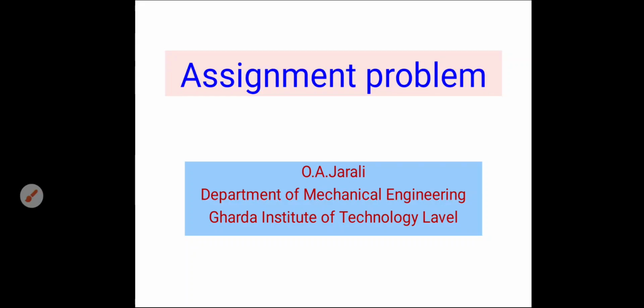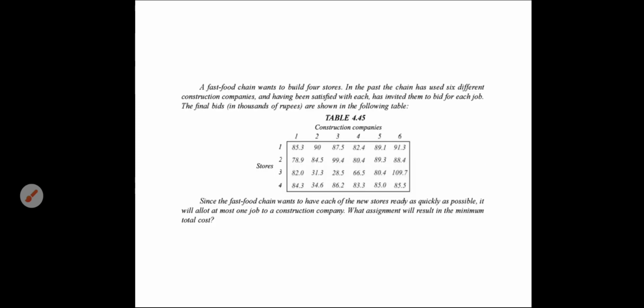Let's see one more problem of a non-square matrix. A fast food chain wants to build 4 stores. In the past, the chain has used 6 different construction companies, and having been satisfied with each, has invited them to bid for each job. The final bids, in thousands of rupees, are shown in the following table.